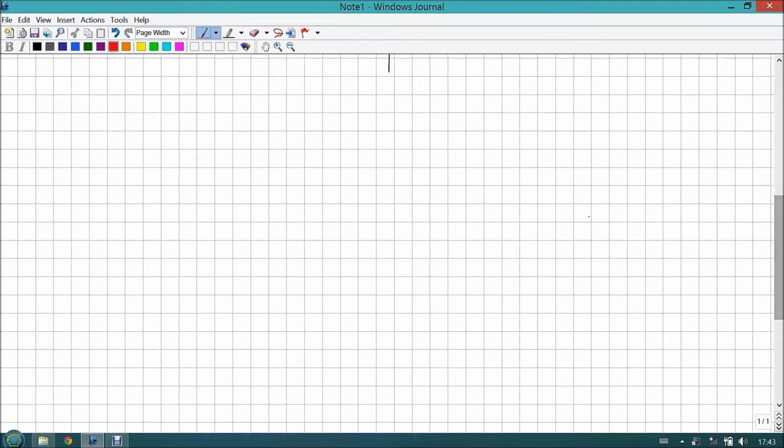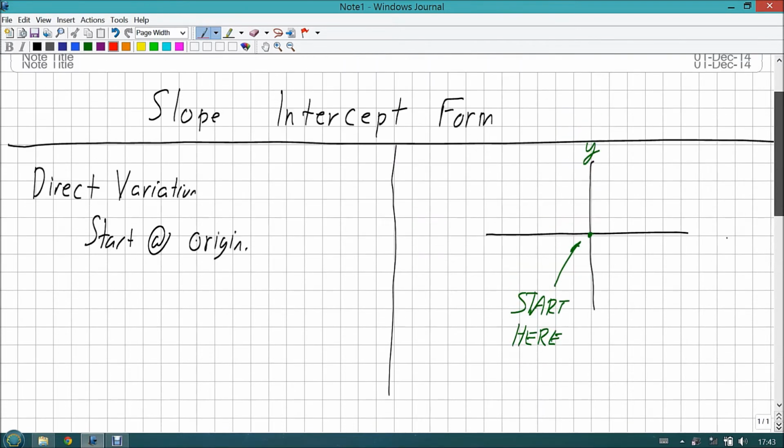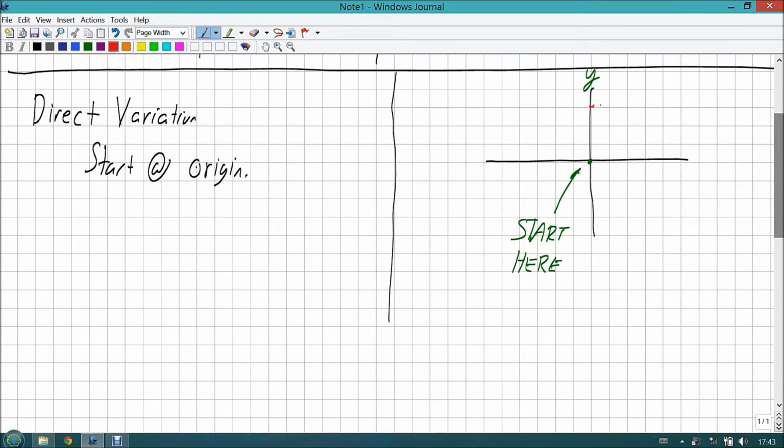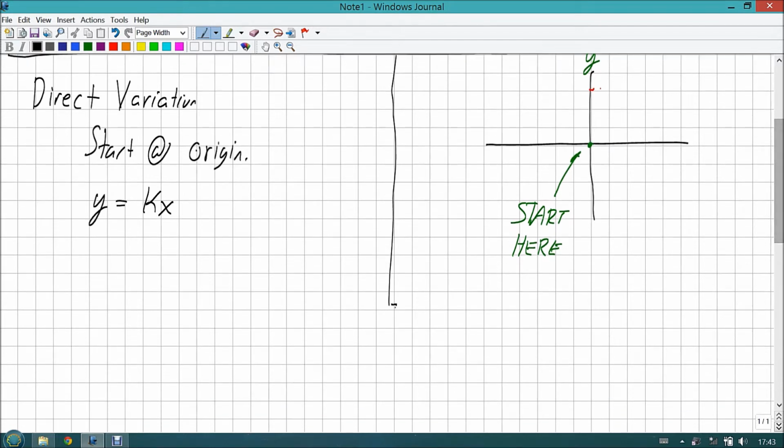Maybe we wanted to start with a pretty high y value, or maybe a really low y value to start with. To do that, we need something called the slope-intercept form. So direct variation, if you'll remember, is y equals kx. Well, slope-intercept form is almost identical.